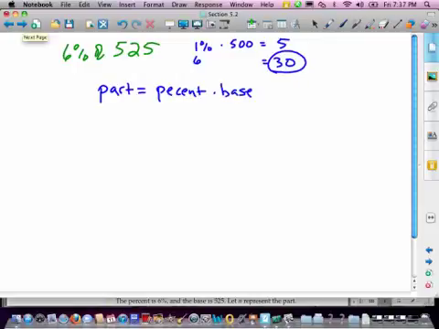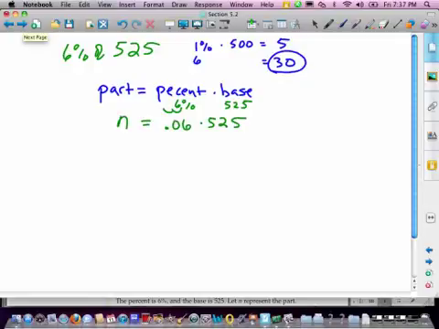And what I've got is my percent, 6%, but I'm going to change it to a decimal. I've got my base of 525. So I'm going to change this to a decimal, 0.06 times 525. That will equal my number that I'm trying to find. So that will equal my value.